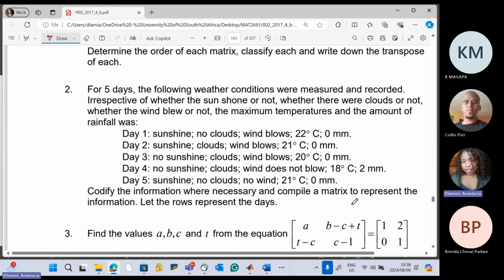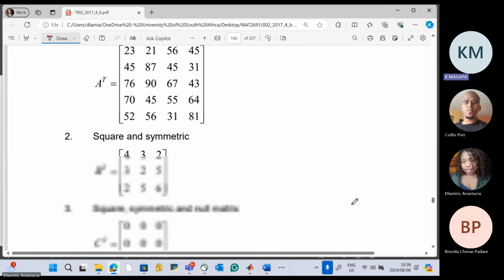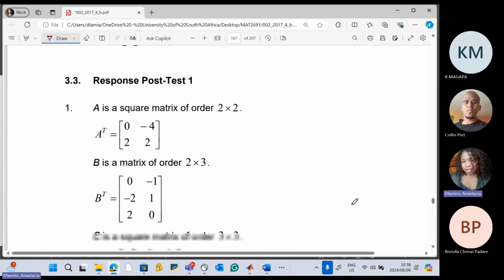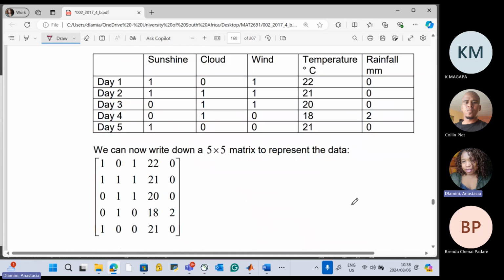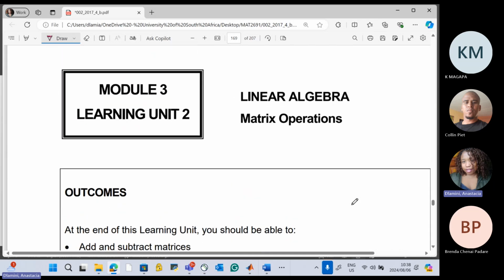So all of these are your activities, post-test. So you need to go do all those questions. And if you have any question, you can send me an email and I'll help you. Now let's go to linear algebra matrix multiplication.